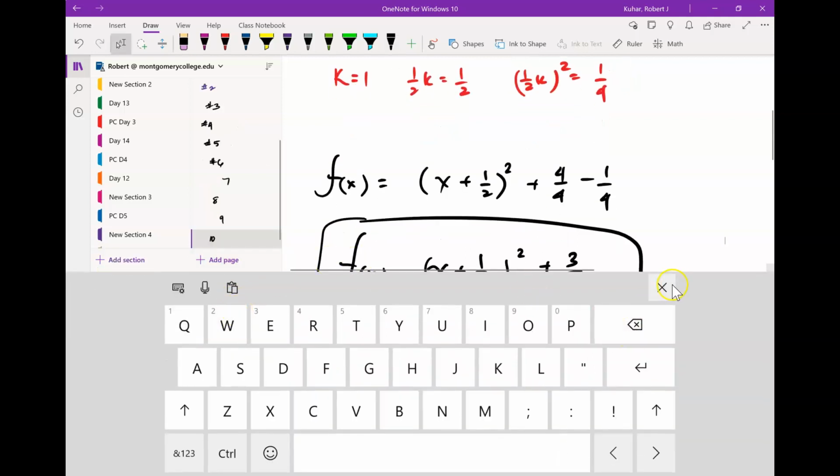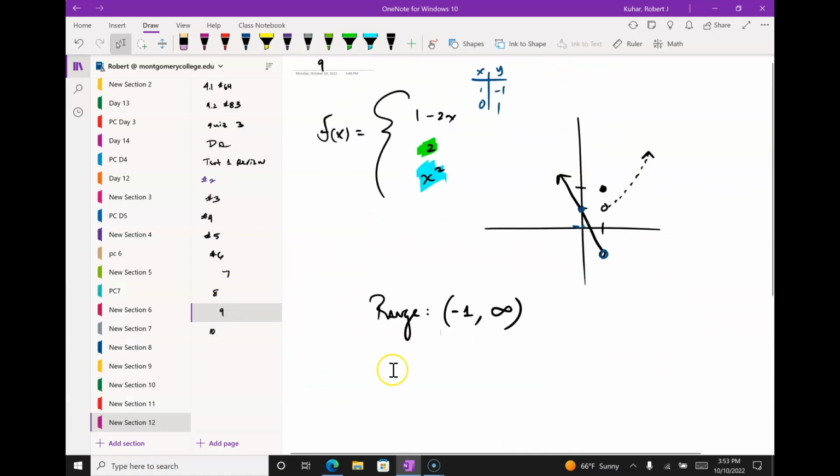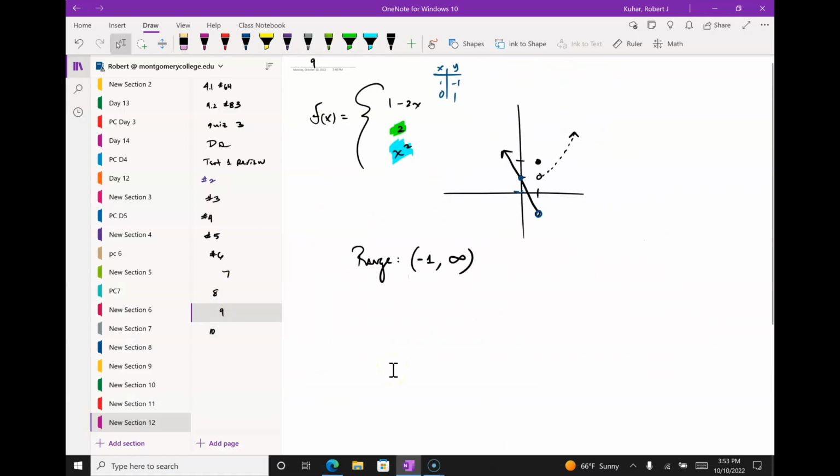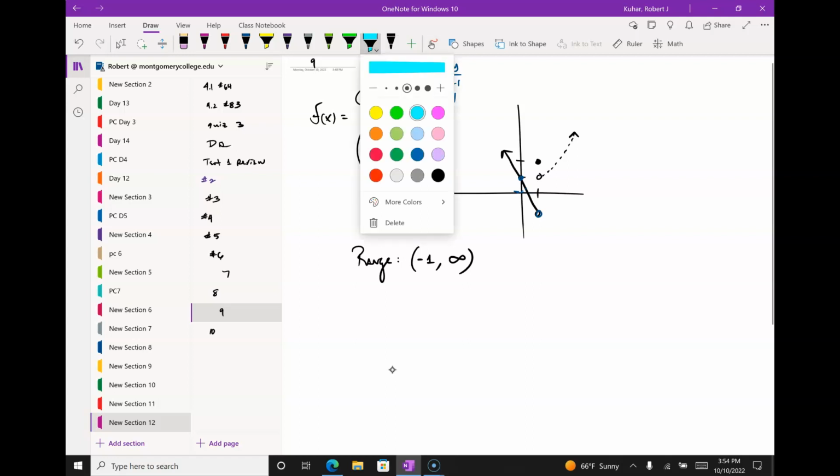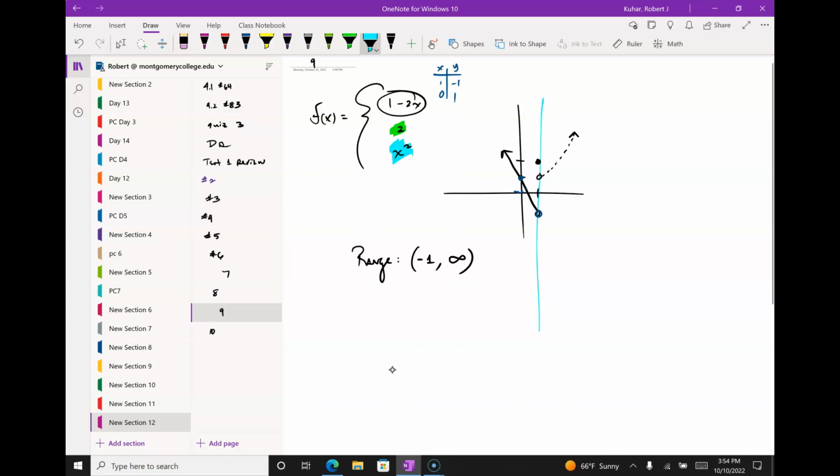Back to 9? Yep. Exact for this last piece. For this piece you're talking about? Yeah. Did I do that right? No, yeah, that's x is less than 1. So this is 1, right? This is where x is 1, right? So left of 1 is that first piece, yes? Yep.